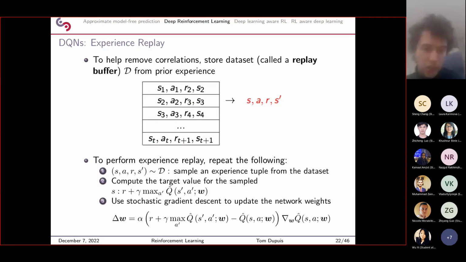So the algorithm looks like this. You sample an experience from the dataset, the replay buffer. You compute the target value with this sample, and then you use stochastic gradient descent to update the network weights. And you can use more than one sample because we are in mini-batch stochastic gradient descent. You can use 10 samples and average the loss over them and average the gradients, the same as you would do in deep learning.